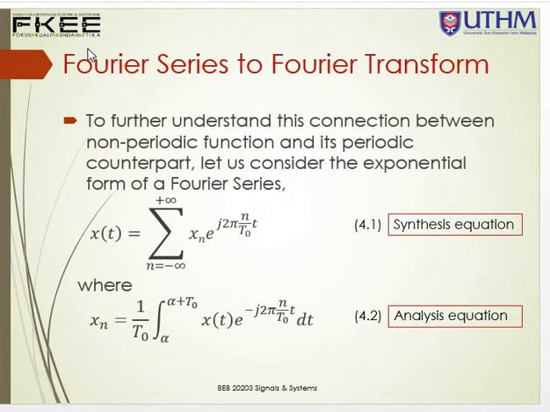Now let's investigate the relationship between the Fourier series and the Fourier transform, and how we go from the Fourier series to the Fourier transform. Do you still remember this formula? This is the exponential Fourier series, the formula that you studied. x(t) is the summation of X_n times the exponential. X_n is 1 over T naught, times the integration of x(t) e to the power minus j 2 pi n t over T naught.